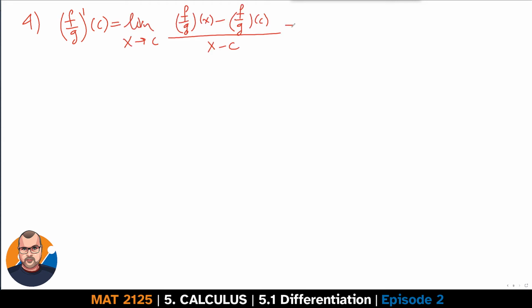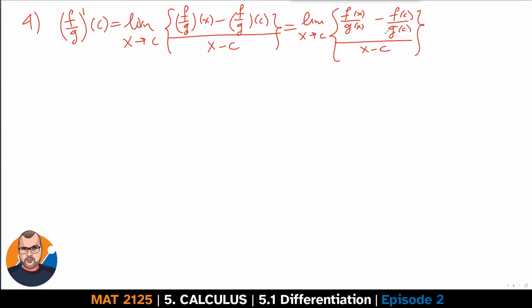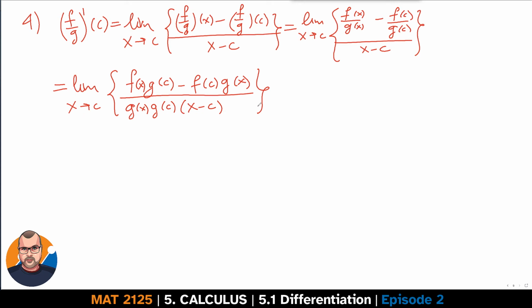Let's rearrange some of the terms before we do any computation with the limit. So I have f at x divided by g at x minus f at c divided by g at c, divided by x minus c. I'm going to put everything here on a common denominator. So I haven't really done anything here.